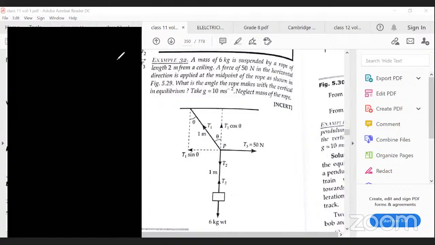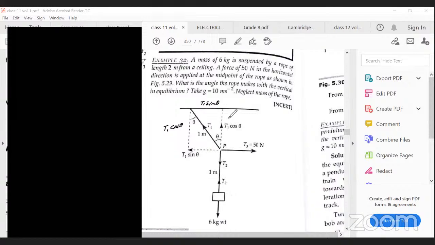So let's look at the relations. I split it into vertical and horizontal components because it is making angle theta. So they have already given the concept. Here it is your vertical. This part is nothing but your T1 cos theta, and perpendicular to it is your T1 sin theta. I draw parallel lines for that.